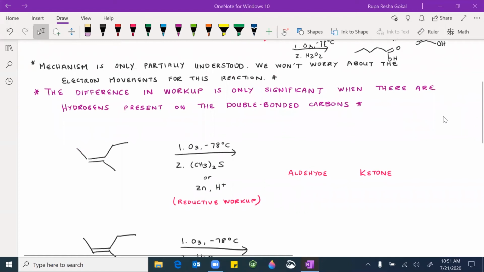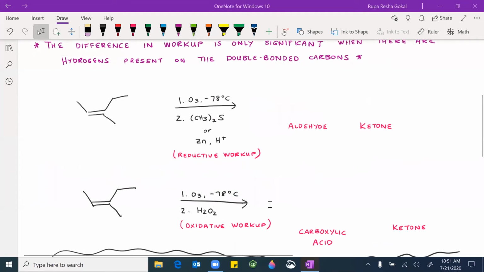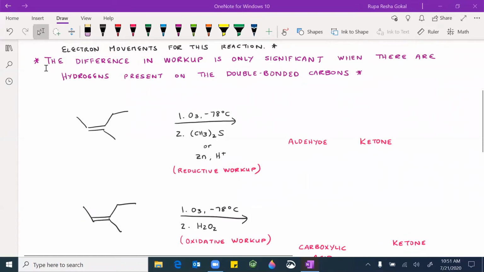I guess I didn't notice the difference in the number 2 thing. Well, it's a little sloppy on my part. I'm going to go down here and do it. For what it's worth, I see where maybe you didn't notice that that's the difference, but that's what we're saying right here. The difference in workup is only significant when there are hydrogens present on the double bonded carbons. Okay. Yeah. Thank you.